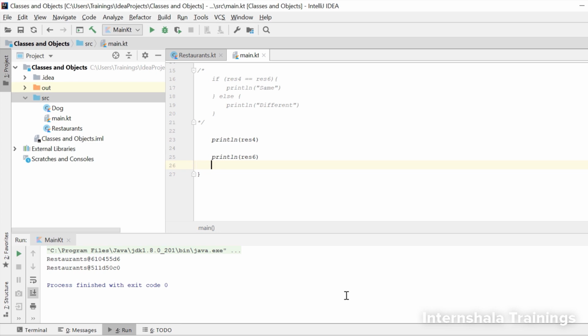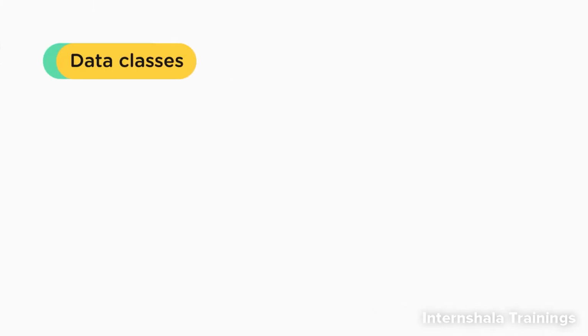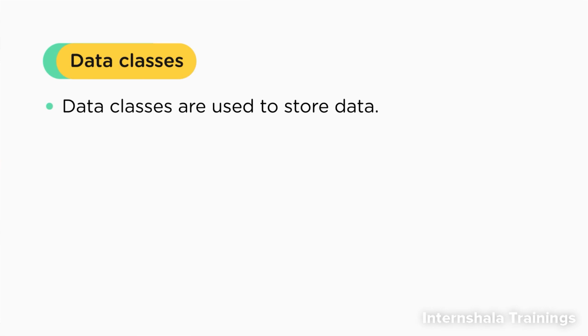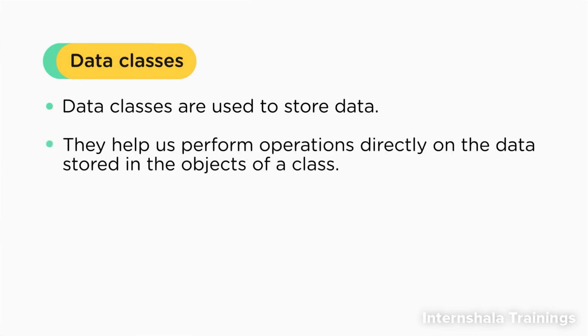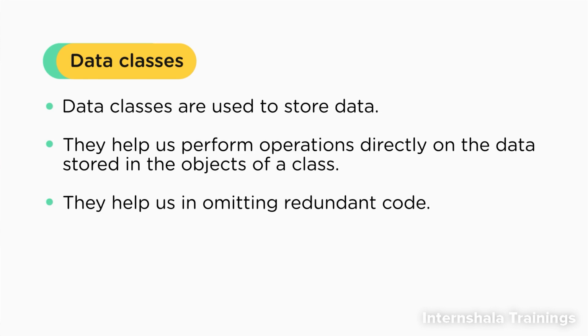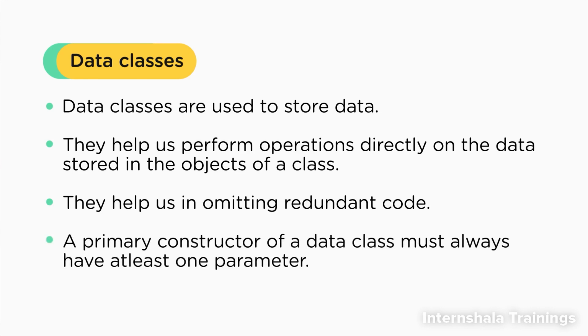Now, to end this topic, let's look at some important points for data classes. Data classes are used to store data. They help us perform operations directly on the data stored in the objects of a class. They help us in omitting redundant code. A primary constructor of a data class must always have at least one parameter. We will be using a lot of data classes when we get to creating our Android application. So make sure you understand them well. Click next to take the quiz.